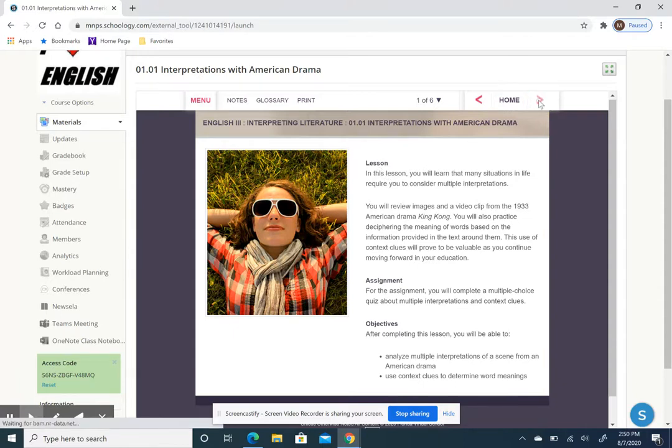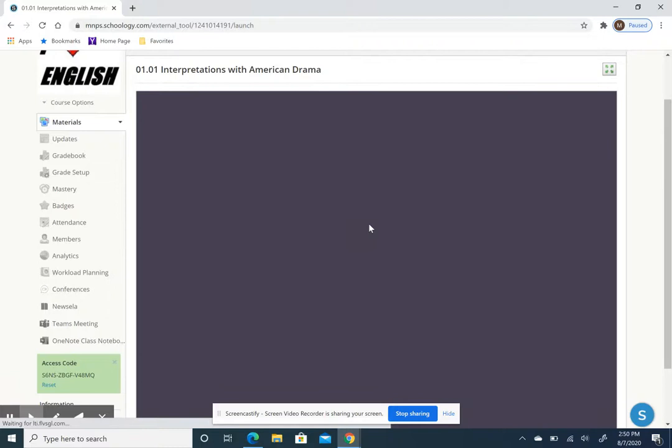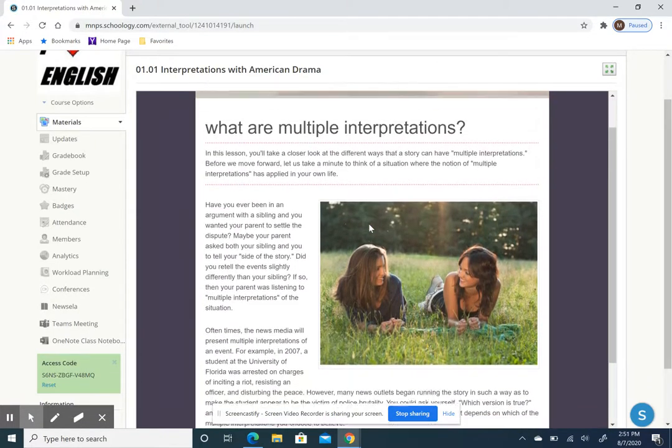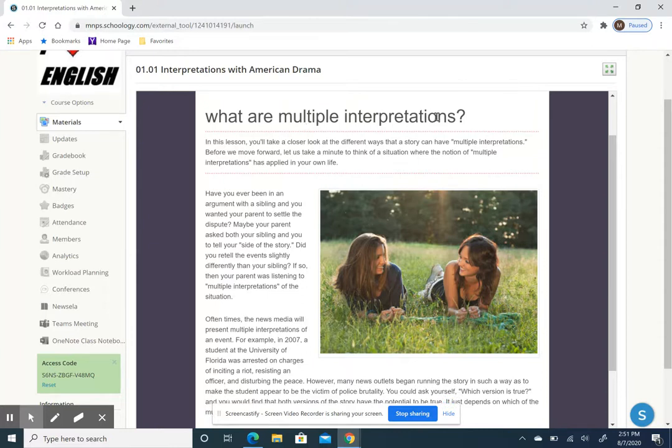All right. So now, here I go. I'm going to click next. Next arrow. Now, here's a note page that's important. I'm going to read it to you. What are multiple interpretations? In this lesson, you'll take a closer look at the different ways that a story can have multiple interpretations. Before we move forward, let us take a minute to think of a situation where the notion of multiple interpretations has applied in your own life.